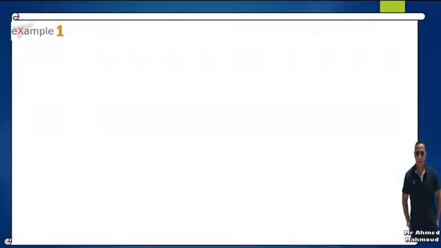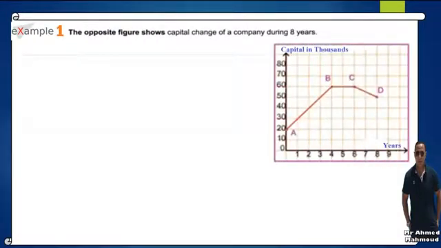First, we have an example like this. In the opposite figure, shown is the capital change of a company during 8 years. By looking at this shape, we have a graph. The x-axis represents the years. We have here 1, 2, 3, 4, 5, 6, 7, 8, 9 years. And in the y-axis we have the capital in thousands, 10,000, 20,000, and so on. The point A represents 0 and 20. The point B represents 4 and 60, and so on.